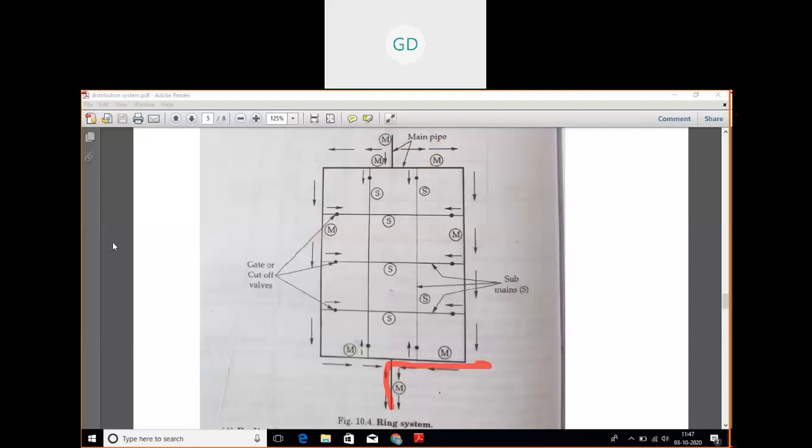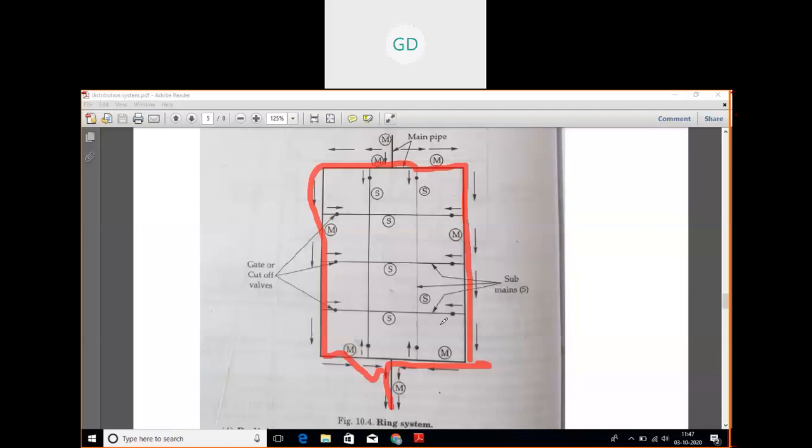so it is forming a loop, okay, as you can see from here to here. Again, it is coming like this. Again, it is going like this. So, it is a loop, okay? And in between the loop, this is the distribution area. So, it becomes a distribution area now.